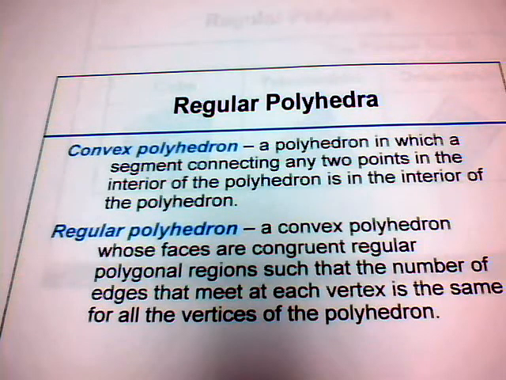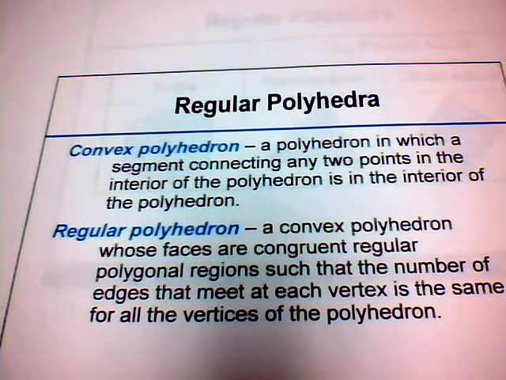If you recall, I talked about a convex polygon, where if you have 2 points in that polygon, the line segment must be wholly contained inside that polygon for it to be convex. Then a regular polyhedron is this. It's a convex polyhedron whose faces are congruent regular polygons such that the number of edges that meet at each vertex is the same for all vertices of the polyhedron.